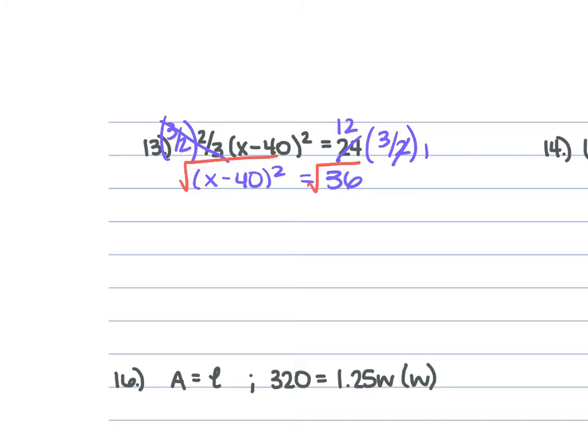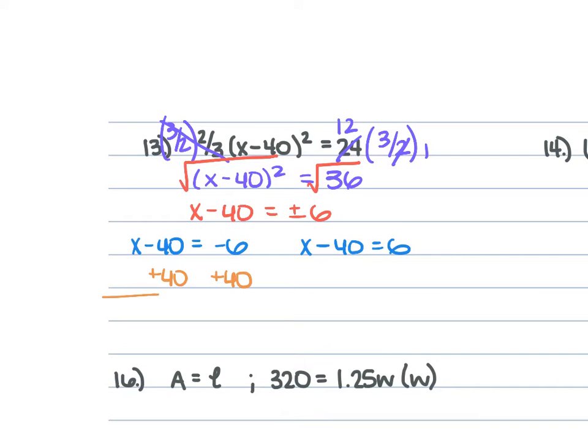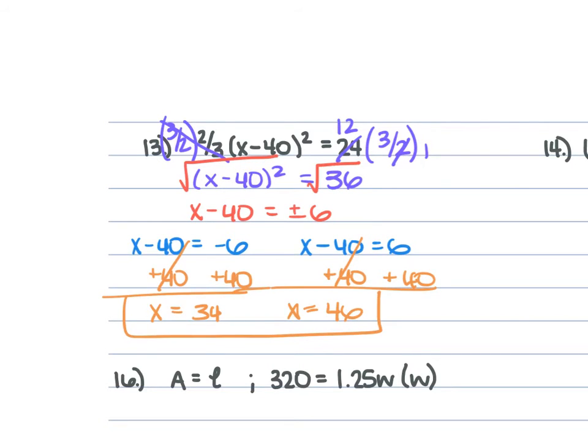From here, we take the square root of both sides. We're going to have x minus 40 is equal to plus or minus 6. So again, turn this into two equations. X minus 40 is equal to negative 6, and x minus 40 is equal to positive 6. Add the 40 to both sides. We're going to have x is equal to positive 34. And then if we add 40 to this one, we get that x is equal to 46. So 34 and 46 are our solutions for this one.